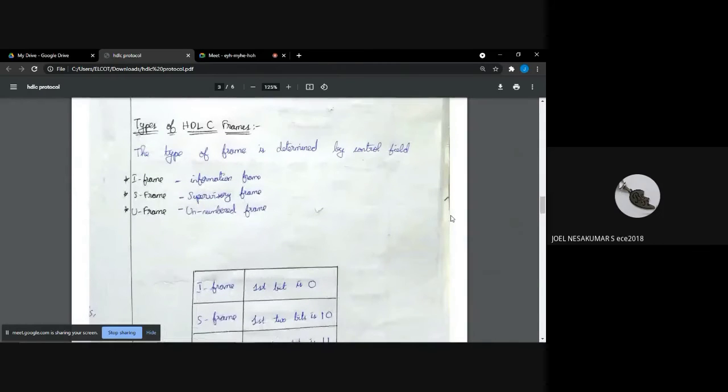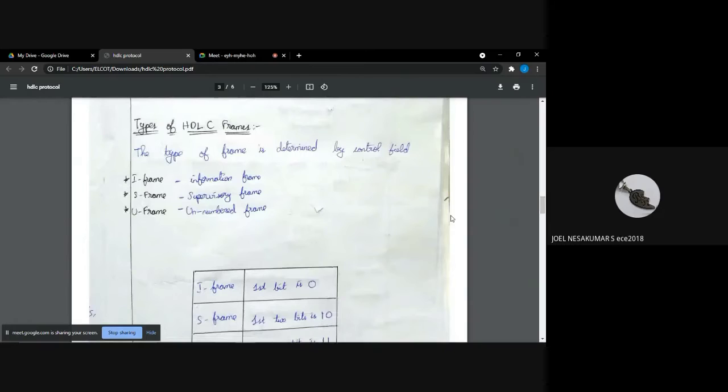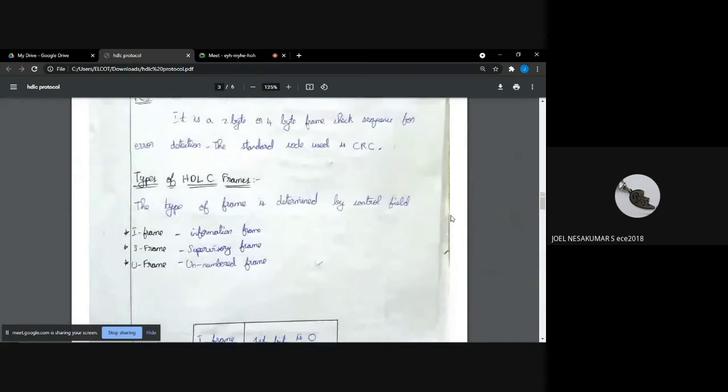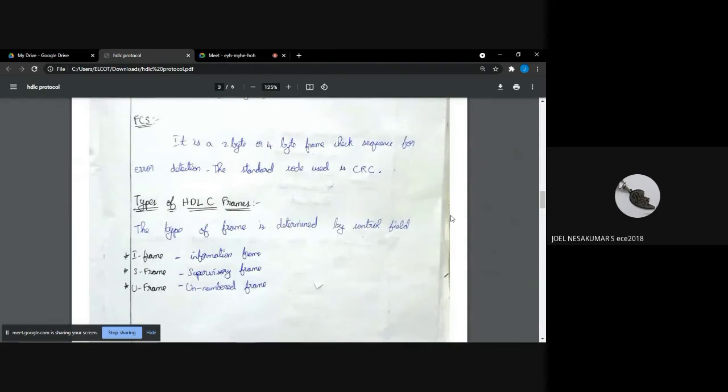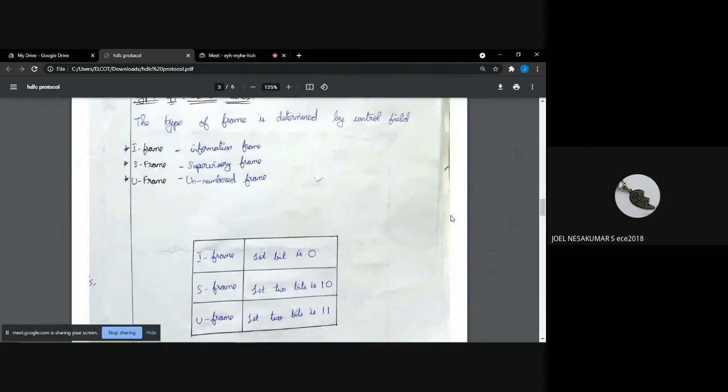Then types of HDLC frames. The type of frame is always determined by the control field. You can see the control field above. The types of HDLC frames are I frame, S frame, U frame. I frame is the information frame, S frame is the supervisory frame, U frame is the unnumbered frame. How can we split these 3 types? If the first bit of the control field is 0, then we say it is an information frame.